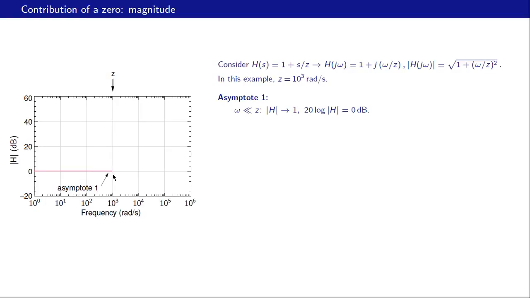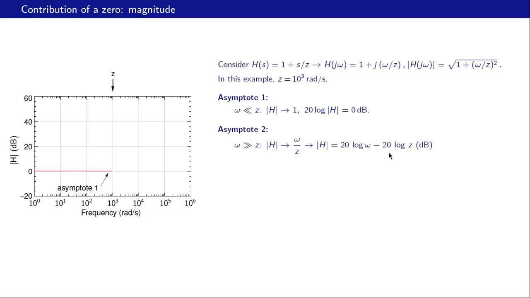Now let us take the second case, in which omega is much greater than z. That gives us the second asymptote. With this condition, we can ignore this 1 with respect to omega by z squared, and then mod of h becomes simply omega over z, like that. And then in terms of dB, mod of h is 20 log omega minus 20 log z.